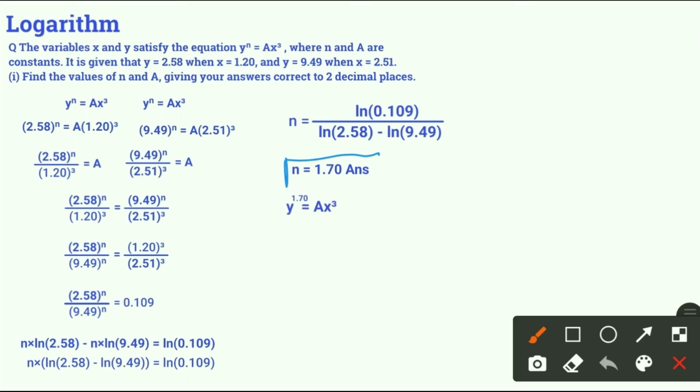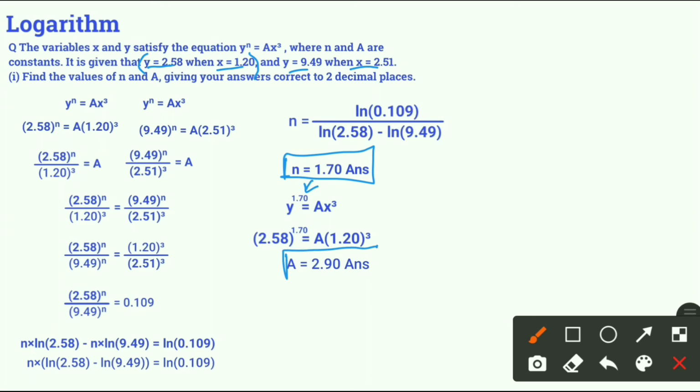You have found the value of this. Then you move on forward. After finding the value of n, you put it in here, and y is equals to 1.70 is equal to a x power 3. You again put in the values, either this one or this one, it doesn't matter.